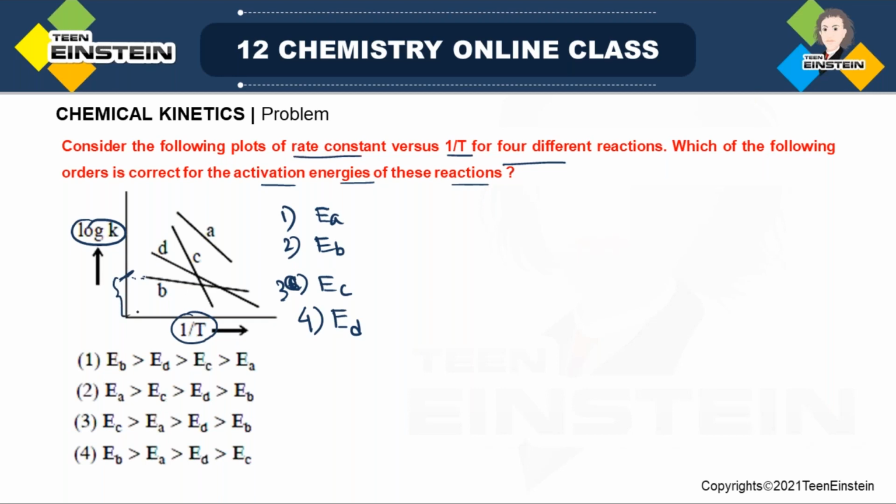That means it will be the corresponding value of intercept for B, that is the second reaction. Similarly, if you extend this line, it will be the intercept for the reaction D, that is the last reaction. Fine. And another thing is that from the plot it is clear that the slope is negative.